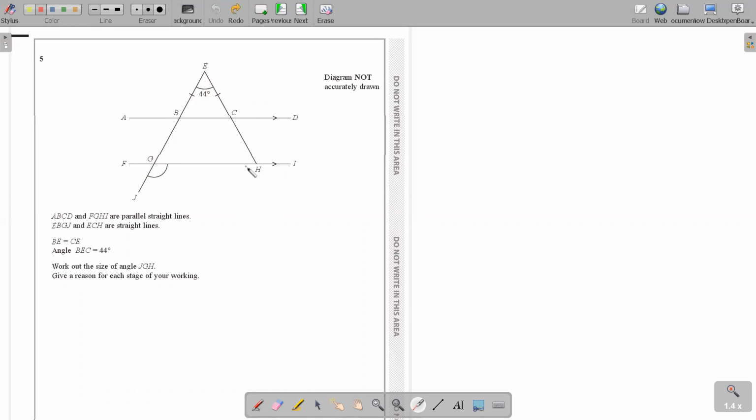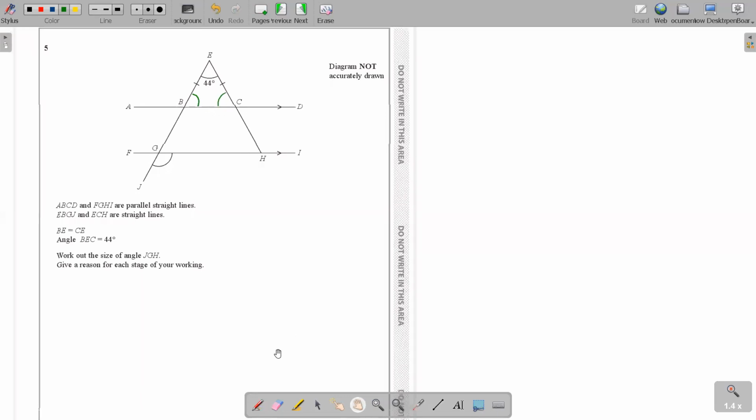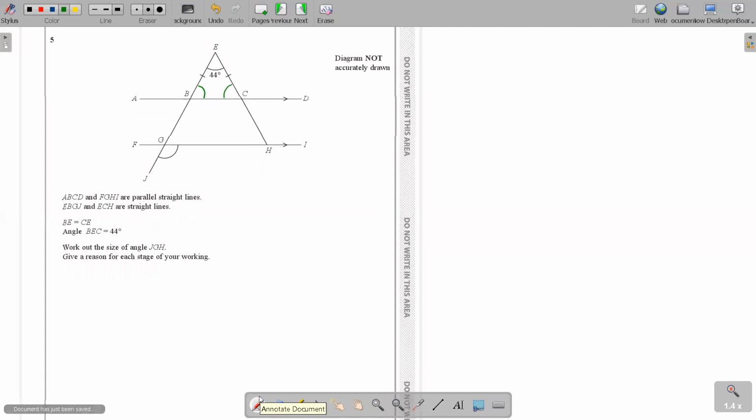In addition to that, they've given us one angle at the very top here, angle 44. And one other interesting thing they tell us is that BE and CE are equal, which gives you the indication that EBC is an isosceles triangle. In an isosceles triangle, the angles at the base are equal, so these two angles are equal. You need to give a reason for each and every stage of your working. You must show workings and reasons.